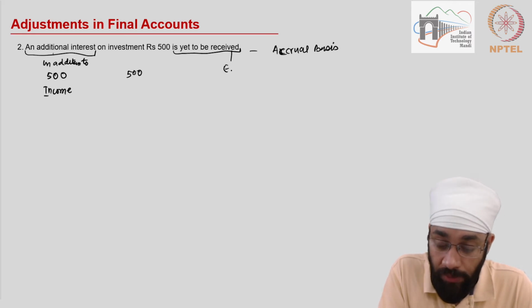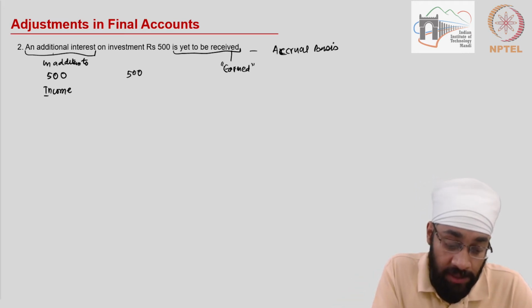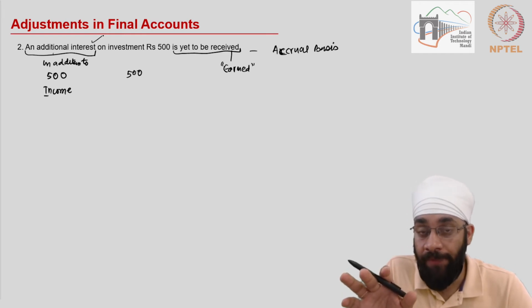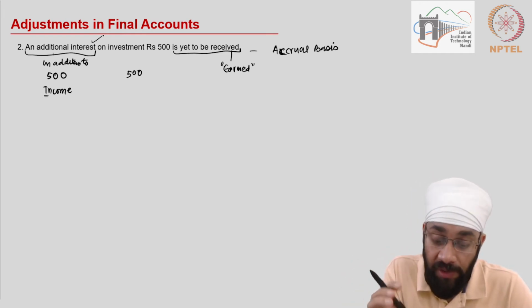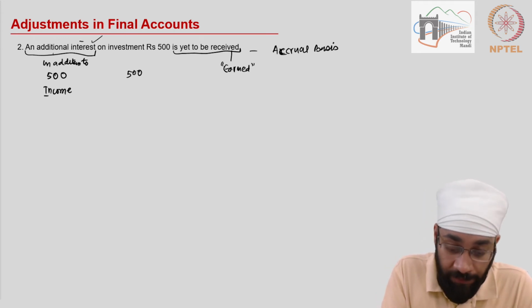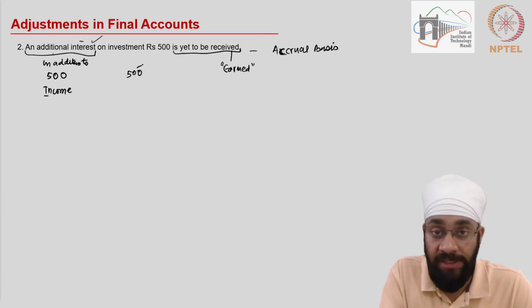So we assume that this has been earned already, which means services have been delivered. This is interest on investment, which means the money was deposited in some scheme and you have to receive that interest. So you have earned this interest on the investment. So this is additional 500. So whatever has been earned has to be shown as the income.